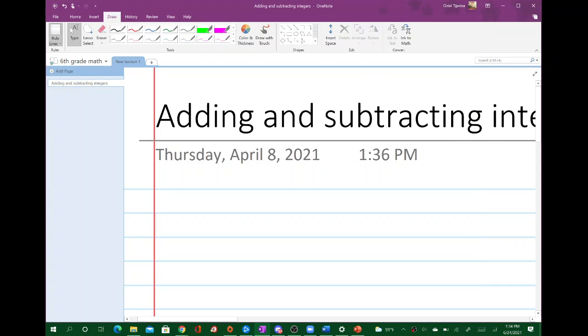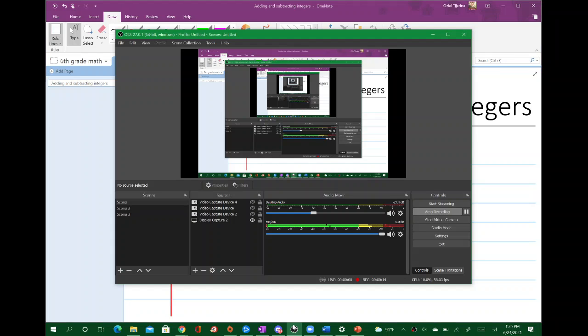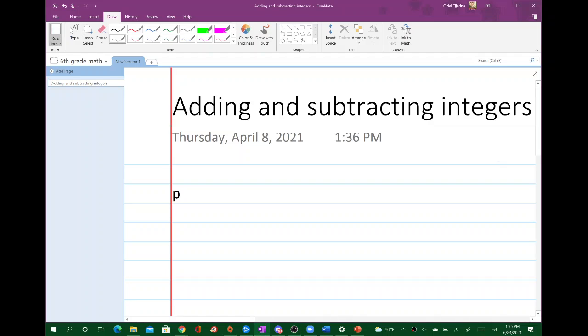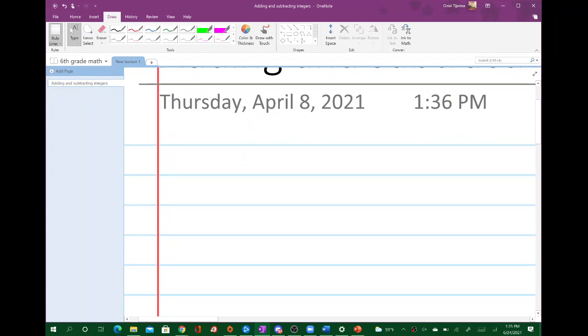Okay, so hi guys. This is specifically for if you're in 6th grade. I believe this is something that is taught in 6th grade, 7th grade, 8th grade. You learn about adding and subtracting integers.